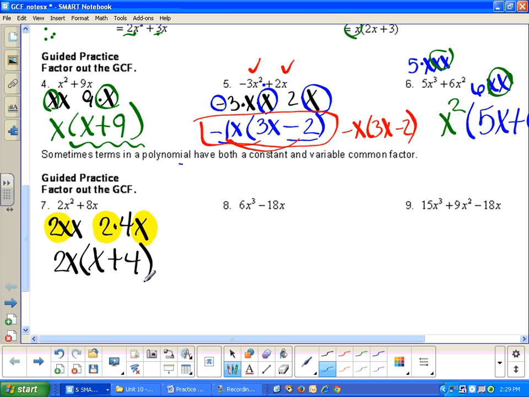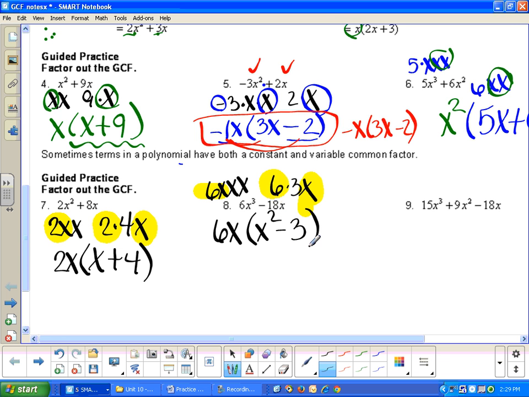Number 8, we have 6 and 3 x's. 6 times 3 is 18 with 1x. We notice what we have in common. We have a 6 and an x. I know that goes into both of those, but we want the largest term. So we take out 6x. We have parentheses, x squared minus 3. And that's as small as it can go.